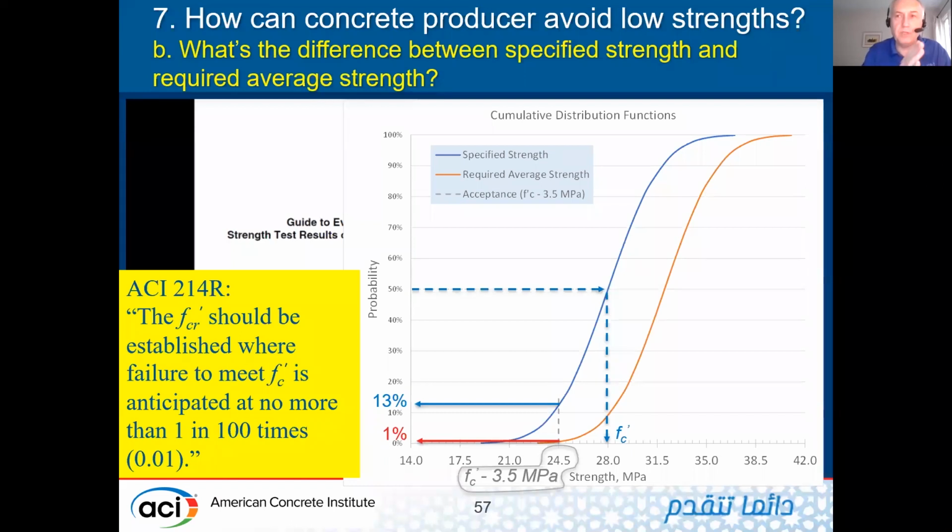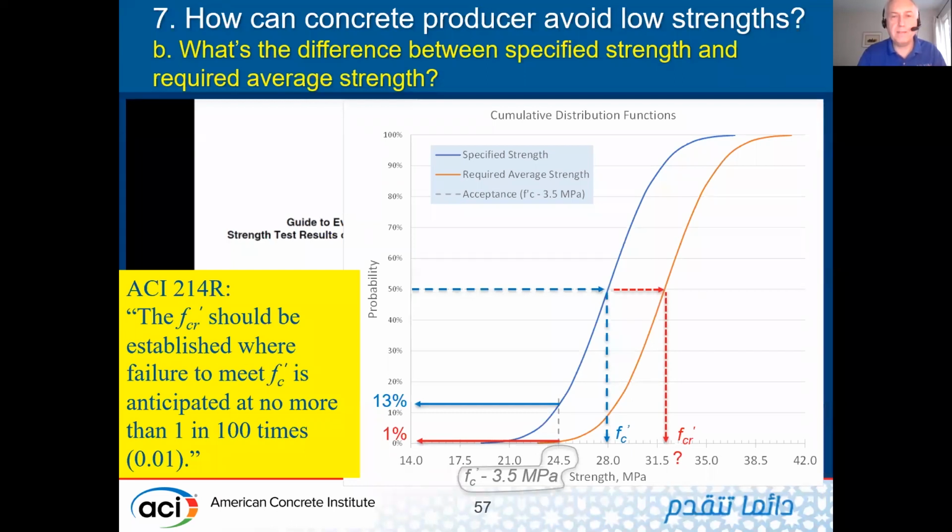It means we need to shift that curve so that our required average strength is resulting in that curve giving 1% at 24.5. So now the question is, how much do we shift that curve to obtain the required average strength?